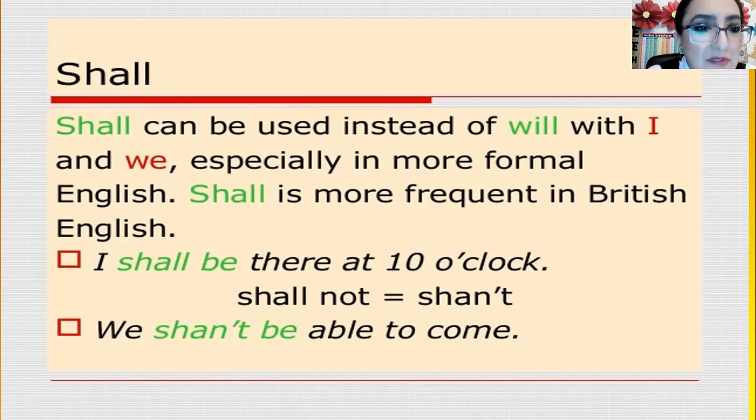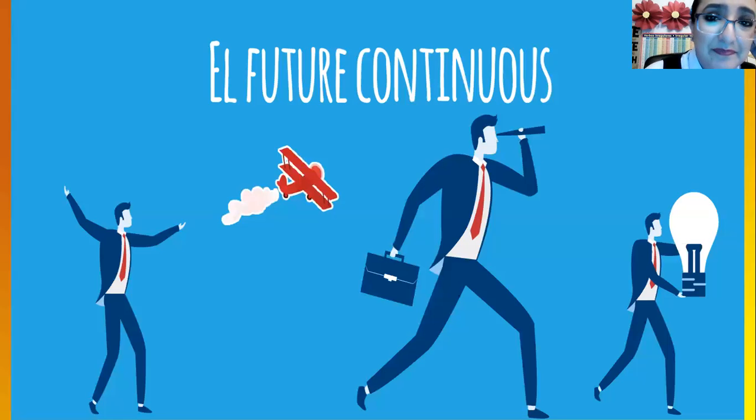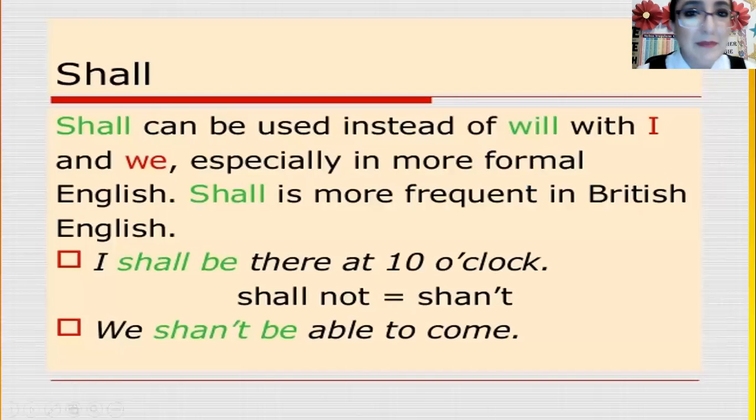¿Quieres dar una oración afirmativa? Está perfecto. I shall be there at 10 o'clock. Pero acuérdate, es más para un contexto un poquito más británico y la formalidad ante todo. We shan't or we shall not be able to come. No seríamos capaces de llegar. No seremos capaces de llegar. ¿Sale? ¿Cómo lo viste? ¿Más o menos?